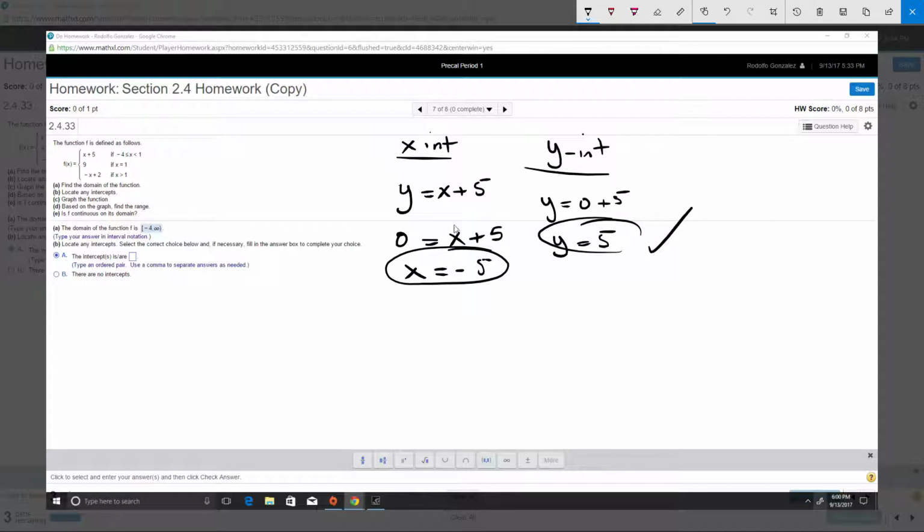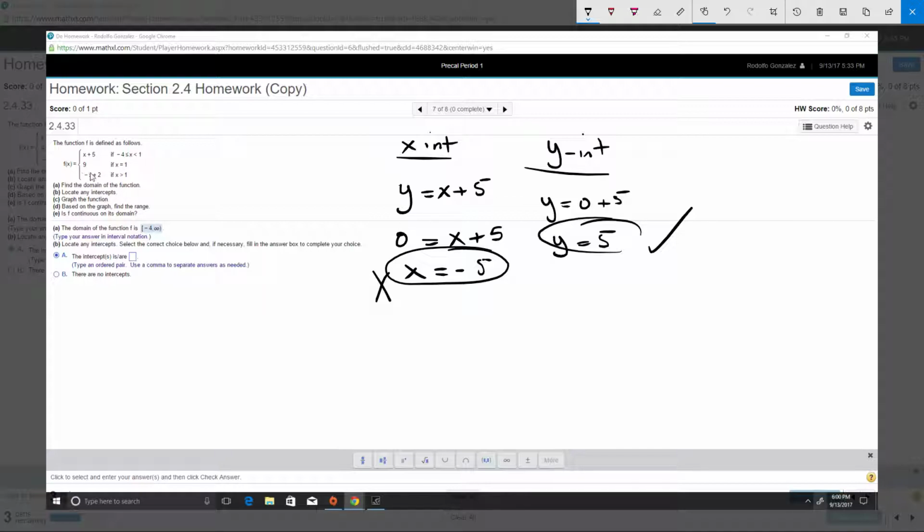This one as well, we have to be careful that whatever our answer is, it has to be in our domain, right? So let's actually double check this. So x is equal to negative 5. Is negative 5 in our domain here? No, right? We see that it stops at negative 4, so this is actually not an x-intercept, right? So far we've only found a y-intercept for the first one.